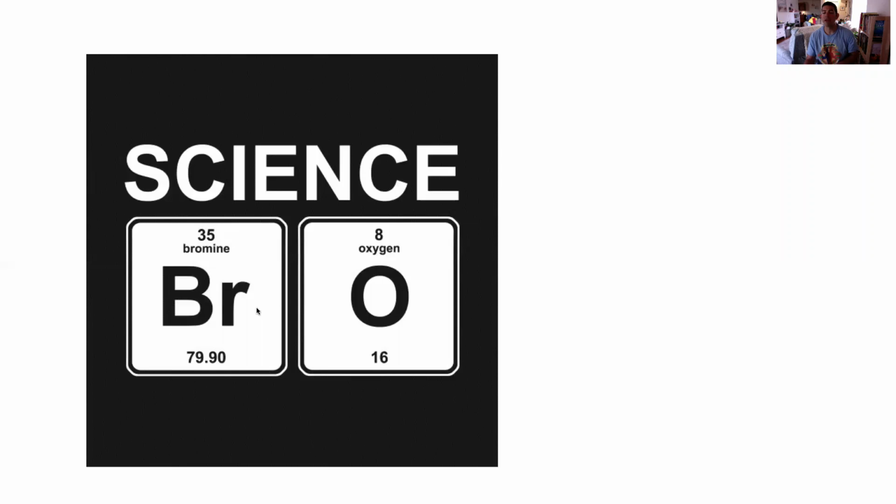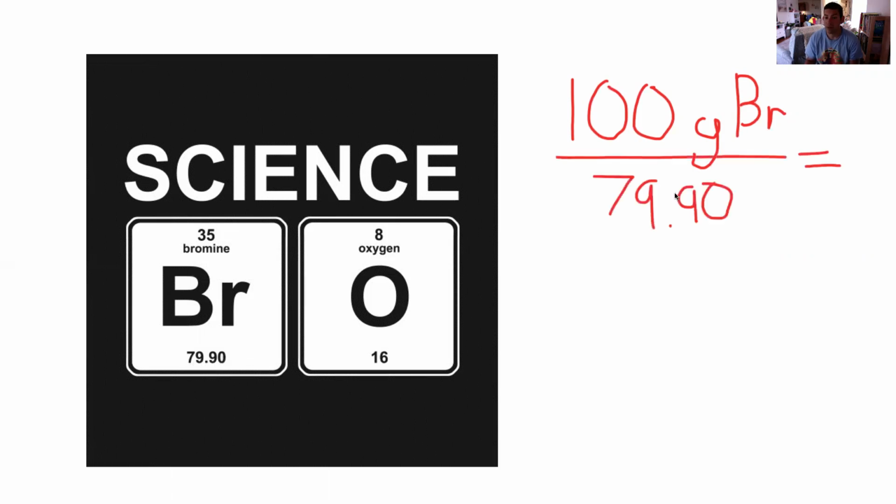So let's just think about 2 elements, bromine and oxygen. Assume we had 100 grams of each. 100 grams of bromine, how many moles would that be? Because on the periodic table it has a molar mass of 79.90, we're going to divide by 79.90. We're going to get 1.25 moles of bromine if we have 100 grams of bromine. This is how we convert from the mass in grams to moles. We're just going to divide by the molar mass.